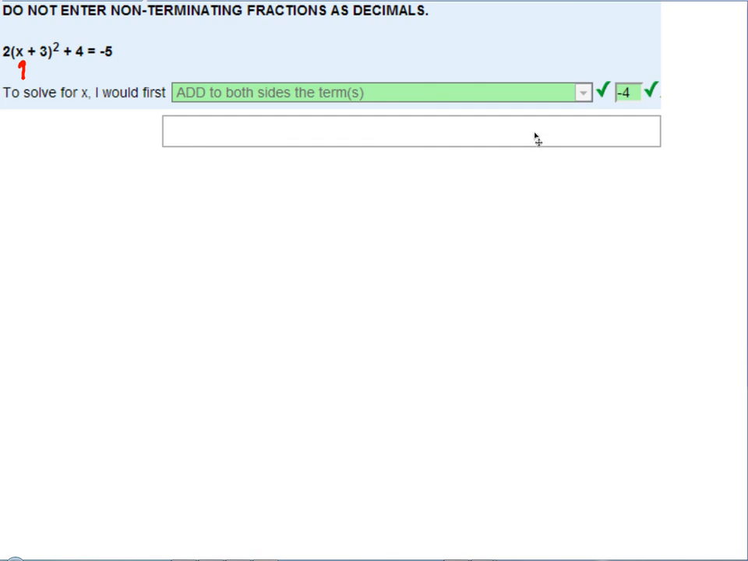Okay, so I could add to both sides, because there is no option for subtracting. So I add to both sides the term, in this case it's not plural, the term negative 4, right? Let's see that. Check.